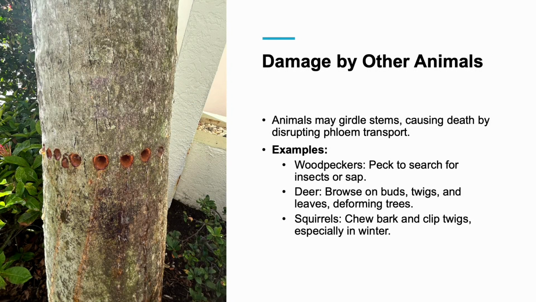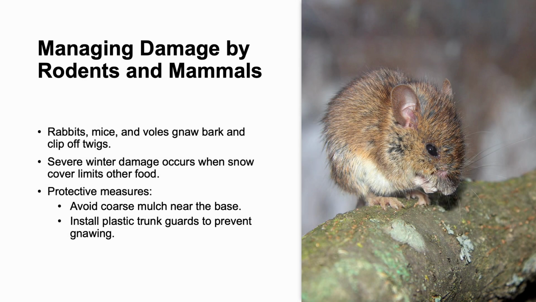In addition to insects and nematodes, various animals can damage trees by girdling stems, which disrupts transport of water and nutrients. Woodpeckers peck at the bark in search of insects or sap, sometimes creating extensive damage. Deer browse on buds, twigs, and leaves, deforming young leaves. Squirrels may chew bark and clip twigs, particularly during winter, when other food sources are scarce. And rodents and small mammals can cause serious damage to trees, especially during winter.